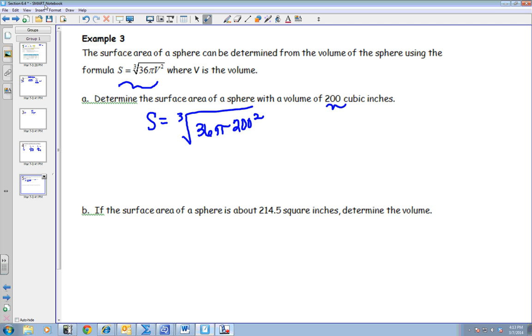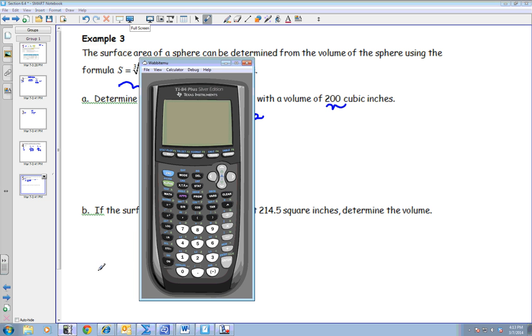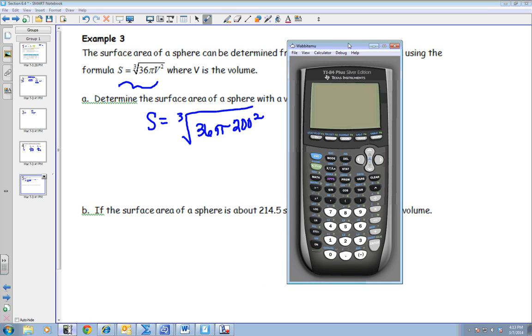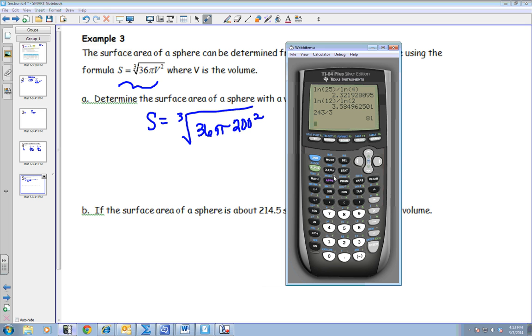Okay, sorry, someone came in, so I don't remember exactly the last thing I said, but we plugged 200 in for v. Now this just becomes a calculator problem. So let's put this in the calculator. If you notice, we've always had this square root button, but this isn't square root, this is the cubed root. Well, you also have a cubed root button on your calculator. It's under math. See number 4? There's my cubed root.